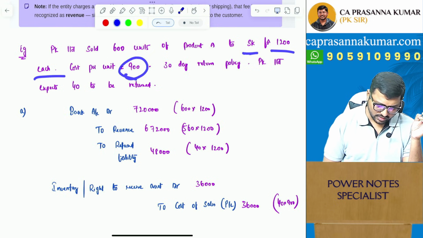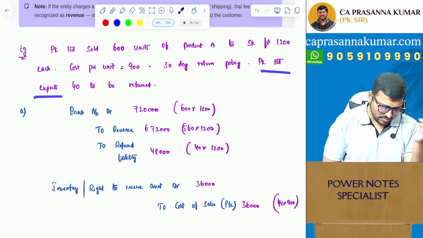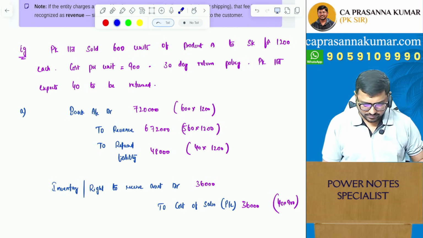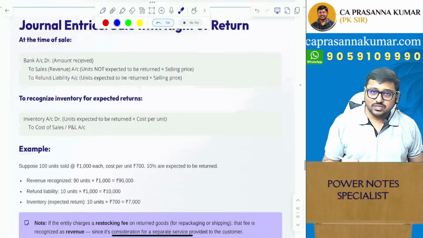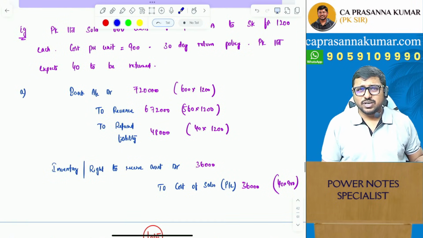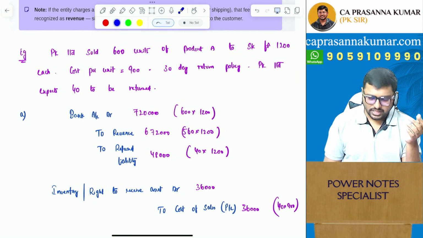Cost per unit is 900. 30 days is the return policy, which means before 30 days you can return. PK Limited expects 40 units to be returned. Now, what is the concept that we are discussing? Sales with right to return, which usually we do every day in Amazon and all the online platforms, especially when we order clothes, right? Chalo, anyways.